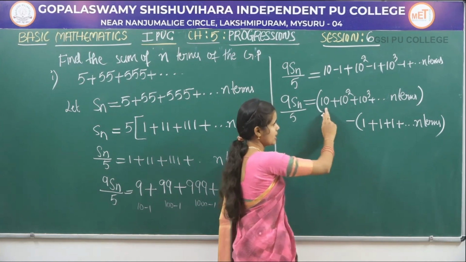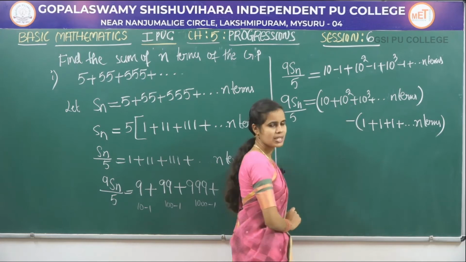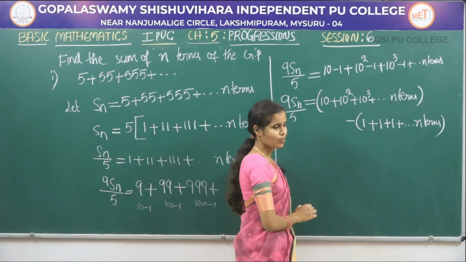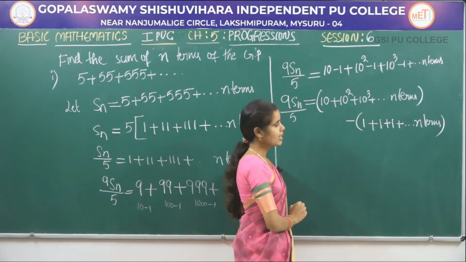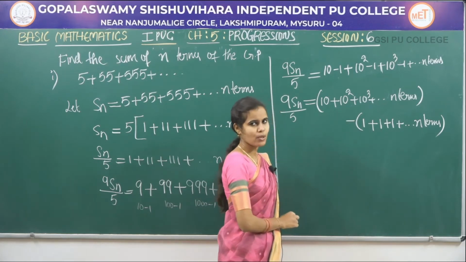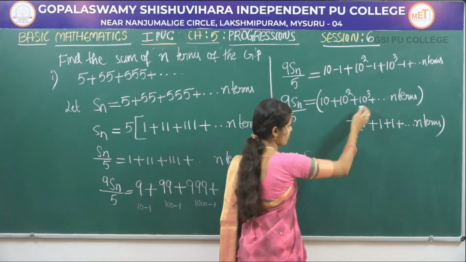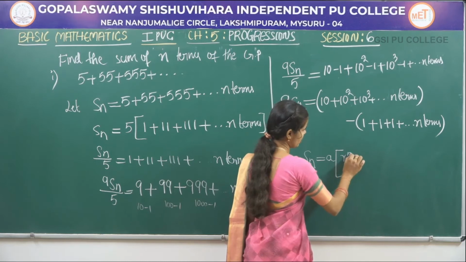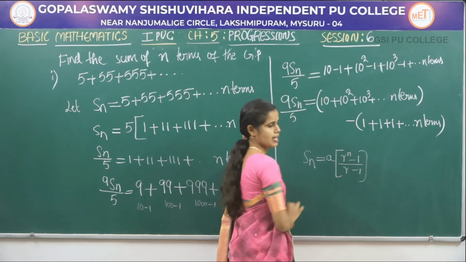Here observe, 10 square divided by 10 is 10, 10 cube divided by 10 square is 10. So the ratio is constant. Therefore this series is a GP. So to find the sum of n terms here, consider the formula Sn. Here R means 10, so R is greater than 1. So consider the formula A into R to the power of n minus 1 divided by R minus 1 here.